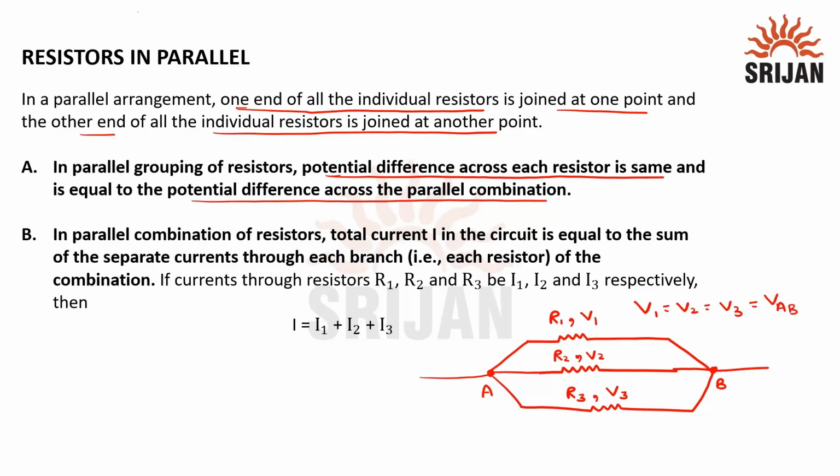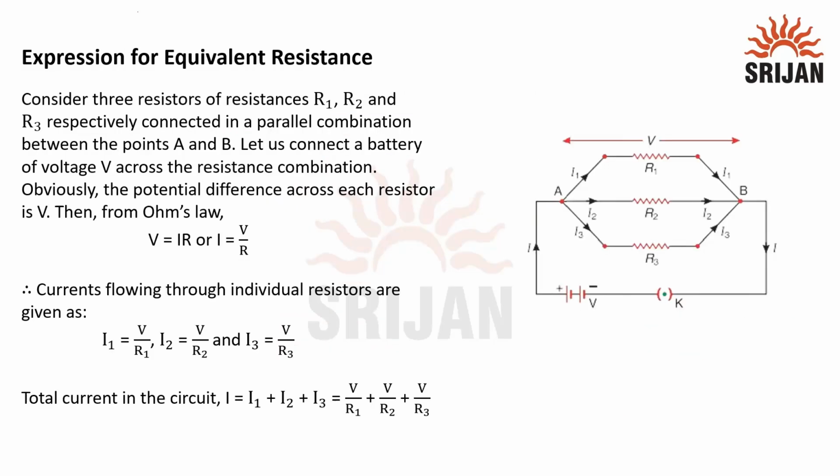Now moving on, in a parallel combination of resistors, total current I in the circuit is equal to the sum of the separate currents through each branch, that is each resistor of the combination. So let us suppose in this branch the current is I1, in this branch the current is I2 and in this branch the current is I3 and the total current in the circuit is I. So I will be equal to I1 plus I2 plus I3, that is the sum of the separate currents through each branch.